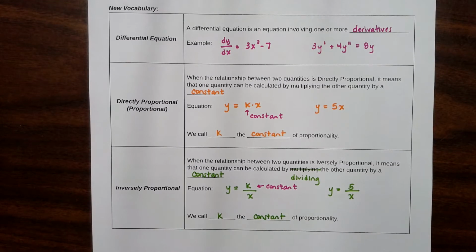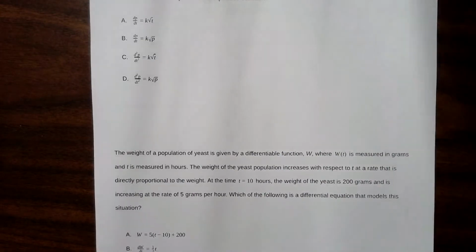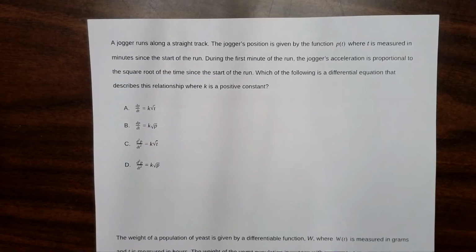Let's take a look at what some of these problems are going to look like, where we're going to be reading the words and we're going to be trying to set up an equation based on what the words say. Now, these are examples of multiple choice questions that are directly off of AP Review. So these are very similar to questions you might expect to see on the AP test. A jogger runs along a straight track. The jogger's position is given by the function p of t, where t is measured in minutes since the start of the run. During the first minute of the run, the jogger's acceleration is proportional to the square root of the time since the start of the run. Which of the following is a differential equation that describes this relationship where k is a positive constant?